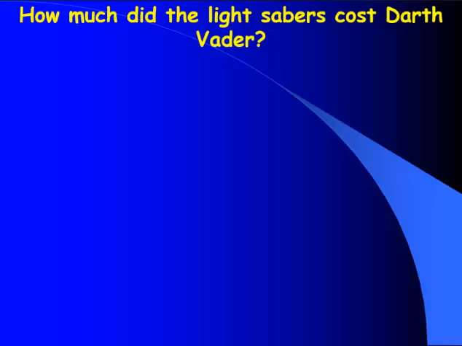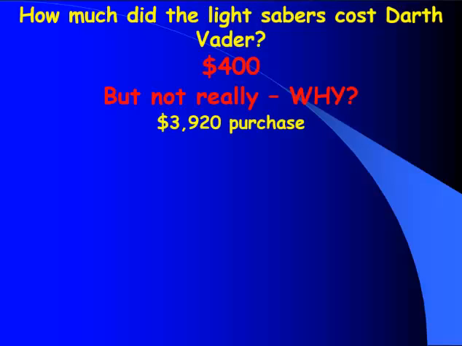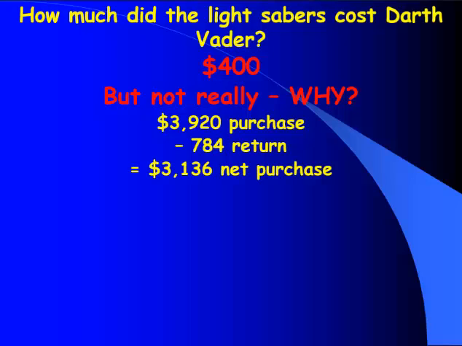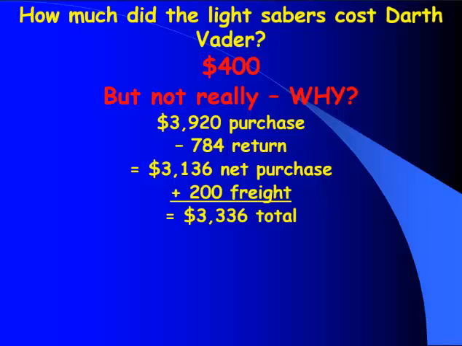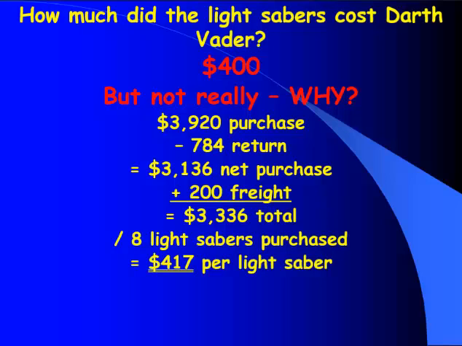What's the other item that would impact my cost? The shipping cost, and that would make my cost go up. So actually, I bought $39.20, returned $7.84, so I ended up keeping $31.36. Had to pay the freight. So overall, I actually paid $33.36, and that covered the 8 lightsabers that I kept. Bought 10, sent back 2. So that really comes up to $417 per lightsaber, to be precise.